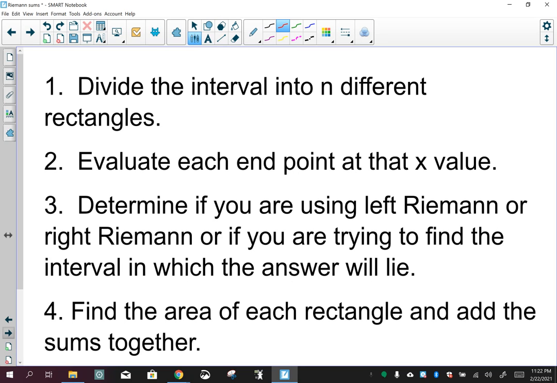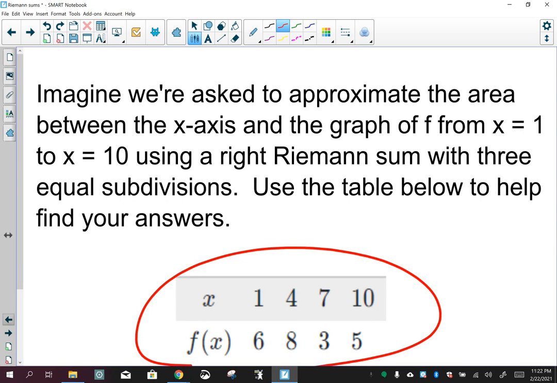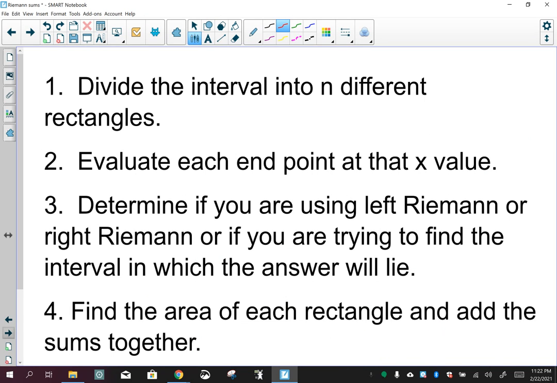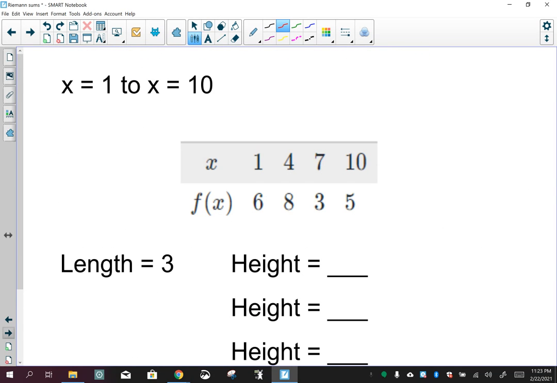We need to make sure that we're doing that. So did it tell us how many rectangles to use? Yeah, so this one says 3 equal subdivisions. I gave you a little bit of help here. The first thing we want to do is divide the interval into 3, or however many they're asking. In this case, it's 3 different rectangles. Then we're going to evaluate each endpoint at that x value. Since they told us, in this case, we're going to use the right Riemann sum. Then we're going to find the area of each rectangle and add those together. So that's the steps that we're going to do as we walk through this process.